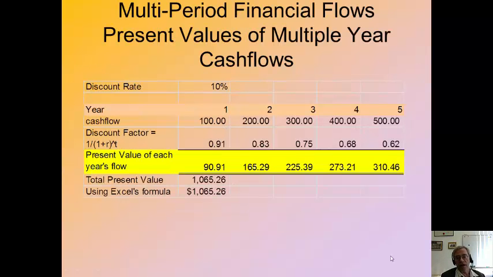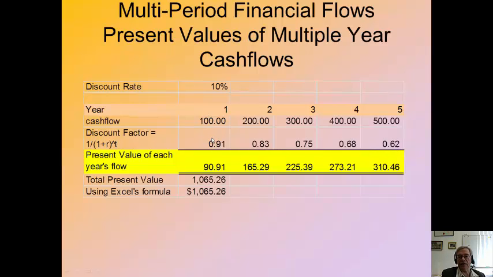Most cash flows in net present value analysis are multi-period cash flows, not just a single cash flow occurring at the nth year. So here it's very useful to use spreadsheets. Let's say the discount rate is 10% and our cash flows are $100, $200, $300, $400, and $500 at the ends of years 1, 2, 3, 4, and 5. The discount factor is simply 1 divided by (1 plus r) to the power t, here 1 divided by 1.10 to the power t. So those translate into discount factors of 0.91 for year 1, 0.83 for year 2, 0.75 for year 3, 0.68 for year 4, and 0.62 for year 5.